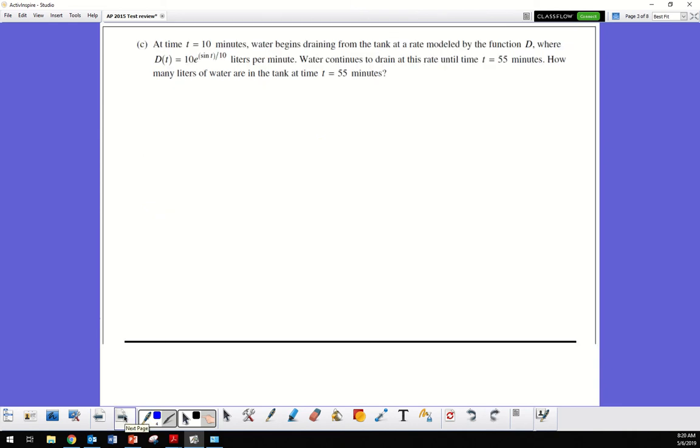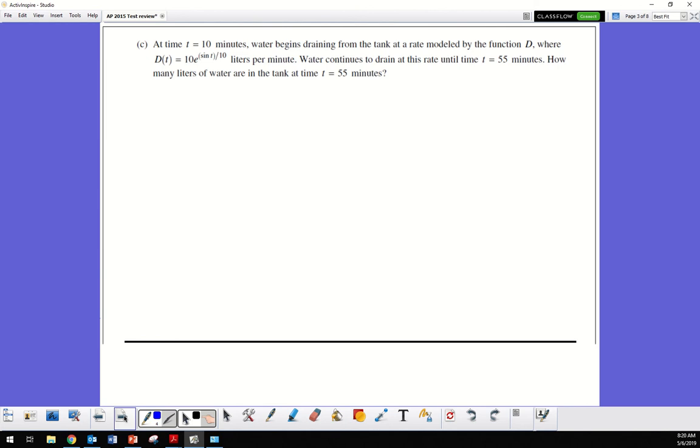All right, this next one says, at time t equals 10 minutes, water begins draining from the tank at a rate modeled by the function D, where D of t is equal to 10e to the sine t over 10 liters per minute. Water continues to drain at this rate until t equals 55. How many liters of water are in the tank at t equals 55?